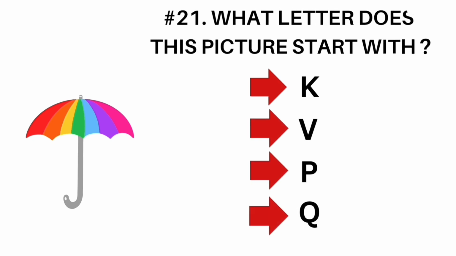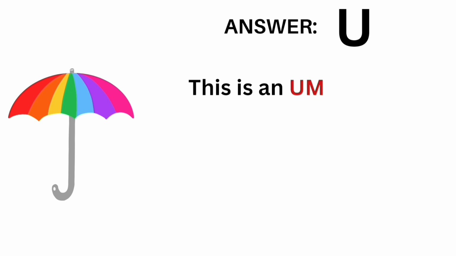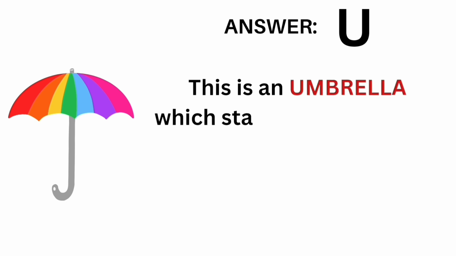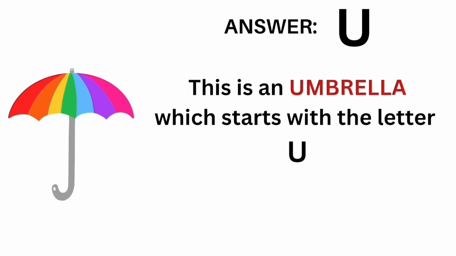What letter does this picture start with? The options are K, V, P, Q. The answer is U. This picture is an umbrella, which starts with the letter U.